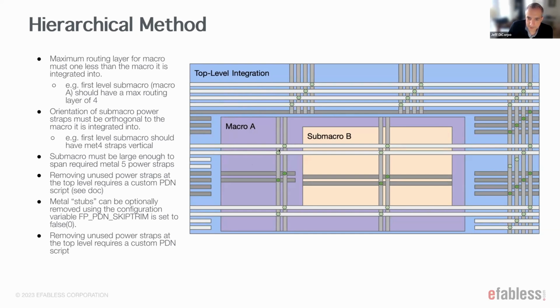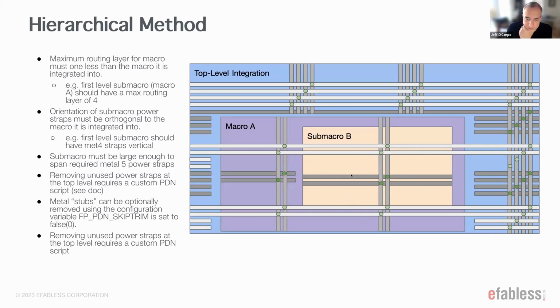So in this case, in macro A, you can see the verticals here. The horizontal straps are metal 5 in the top level, right? They're routing power. In macro A, which is the first level sub macro, the primary connections are done through metal 4 vertical straps, and those are connecting to the horizontal straps in the top level through vias where they intersect and cross, which you can see through these green dots, right? And then in the next level down, in the sub macro, you're going to be doing something similar.